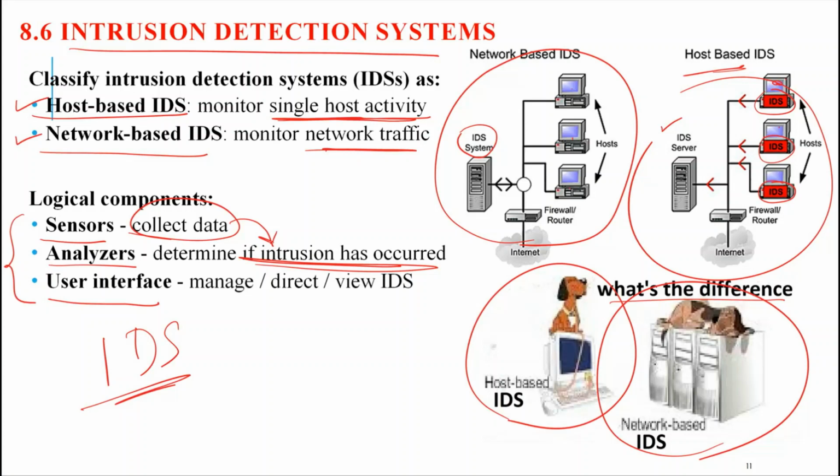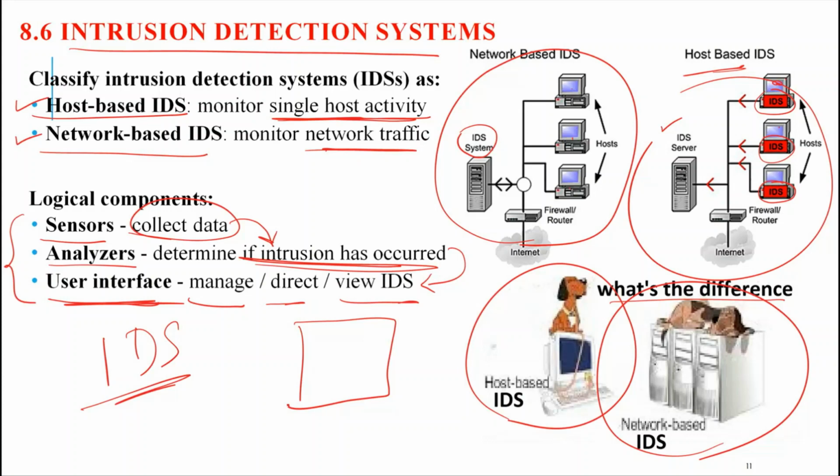Then the third component is going to be the user interface. The user interface is going to be the graphical user interface, that means the screen which is going to be used for managing your IDS. You can do any configuration, changing the configuration. Then you can do some directing, giving the instructions. So we view the IDS software. All these things you can do by using the user interface. So this is going to be your screen. By using this, you can manage your intrusion detection software. So these are the three different components.